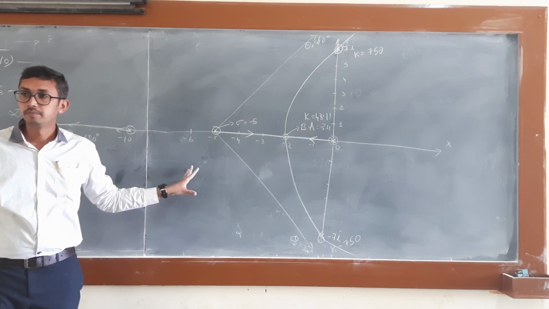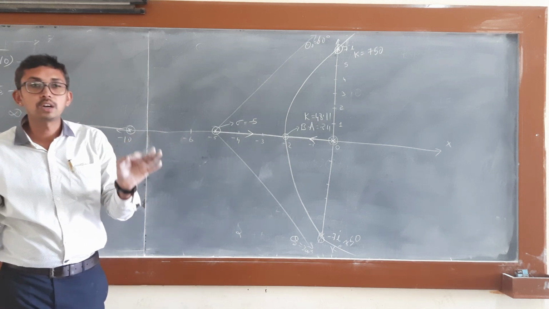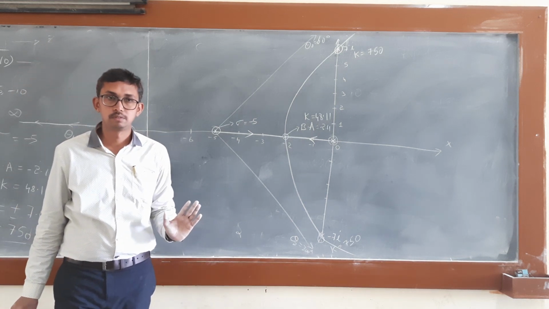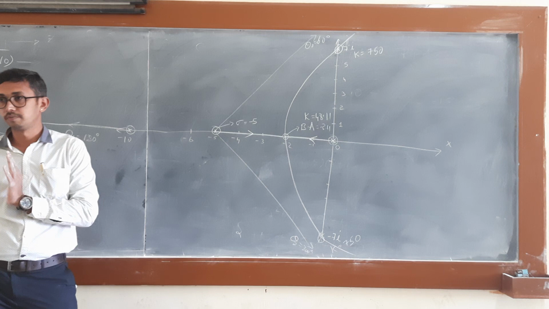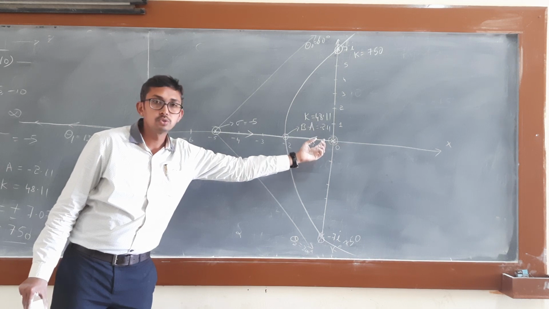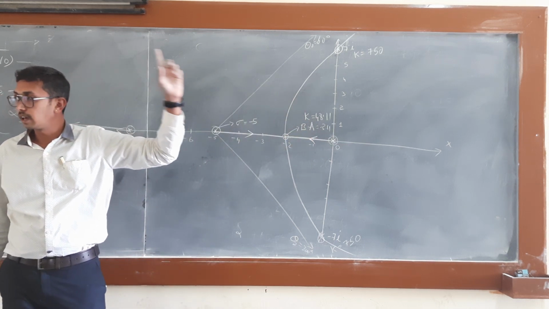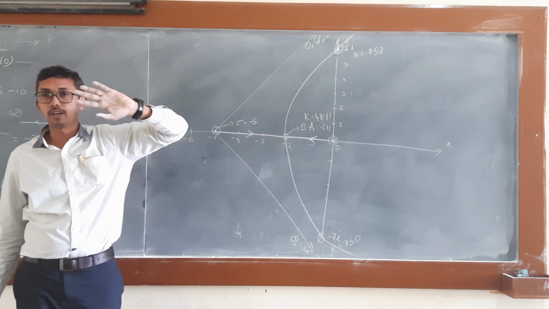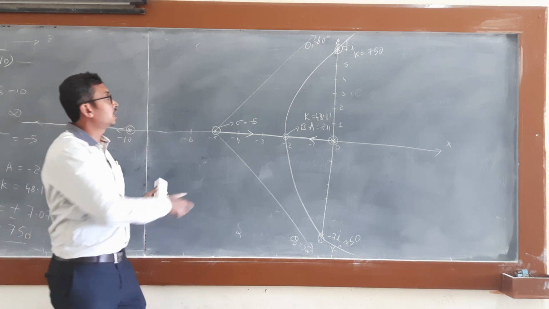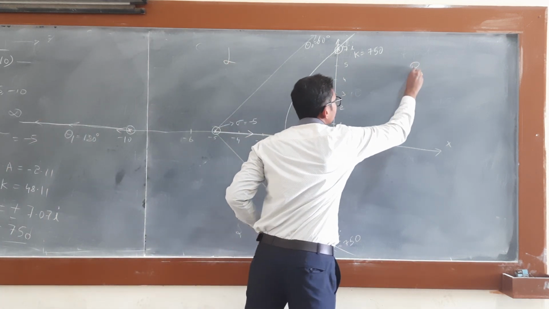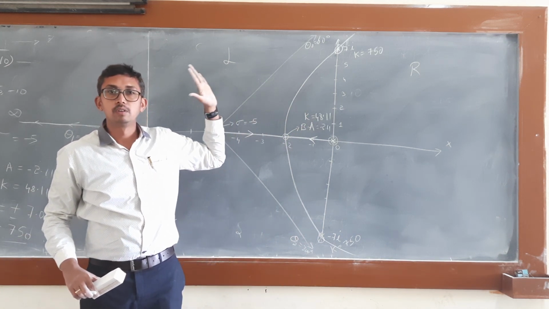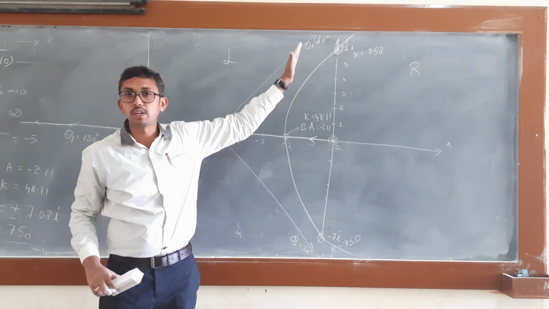Is it clear? Now we need to comment on the stability. When will the system be stable? See from the values of k. When k is from 0 to 750, the root locus is lying to the left of the S-plane. So this is the left and this is the right. The root locus will be stable from 0 to 750.